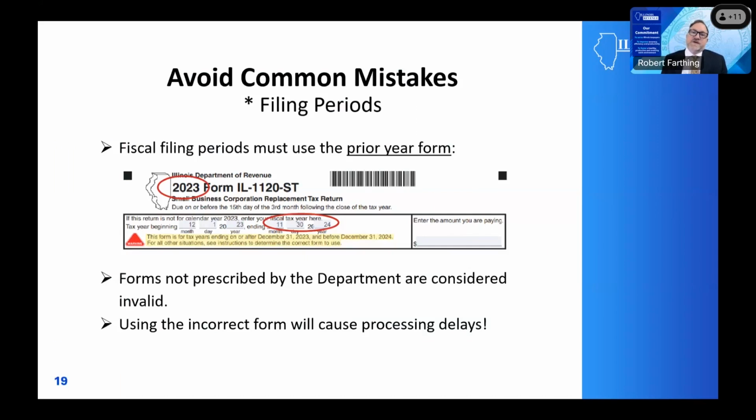First, we often see returns filed on the incorrect form for the filing period that you're filing for. This is especially true for fiscal year-end tax filers. For a fiscal year ending, you want to be sure to use the form which has the previous year printed at the top of the form. And don't make changes to the form itself to make it appear correct. Forms which are not prescribed by the department will be considered invalid. Using the incorrect form will definitely cause you processing delays.